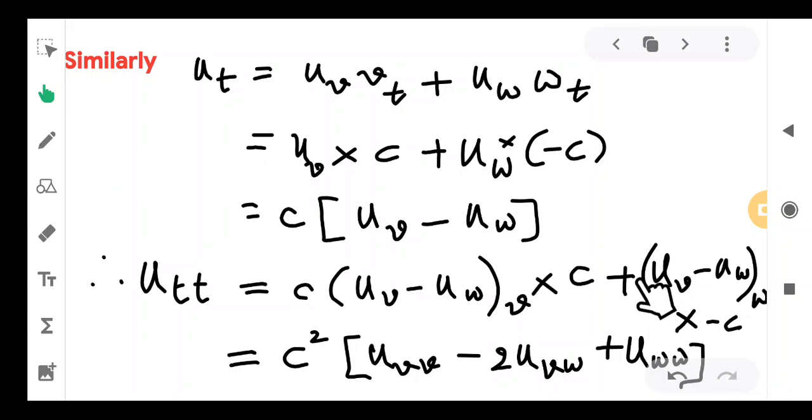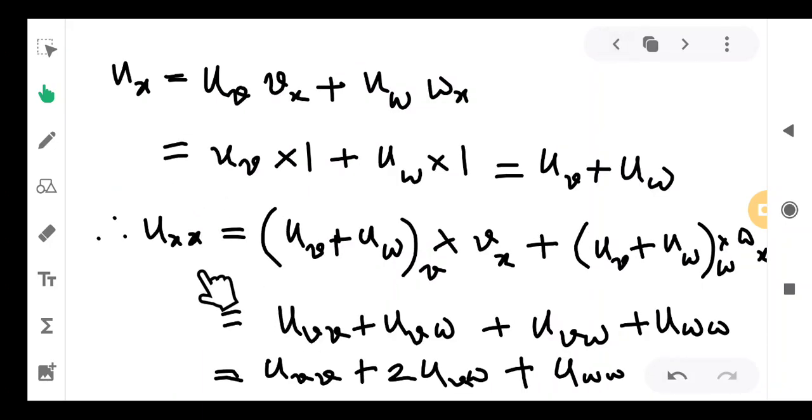Here also there must be c. So this must be differentiated with respect to w into the derivative wt, that is minus c. So c into c, here also c into c, will be c square coming outside. Then as in the previous, it is uvv minus uwv. Then here again there is a minus, so it is minus uvw plus uww. Therefore it is c square times uvv minus 2uvw plus uww. So that is utt, and uxx is as in the previous value.